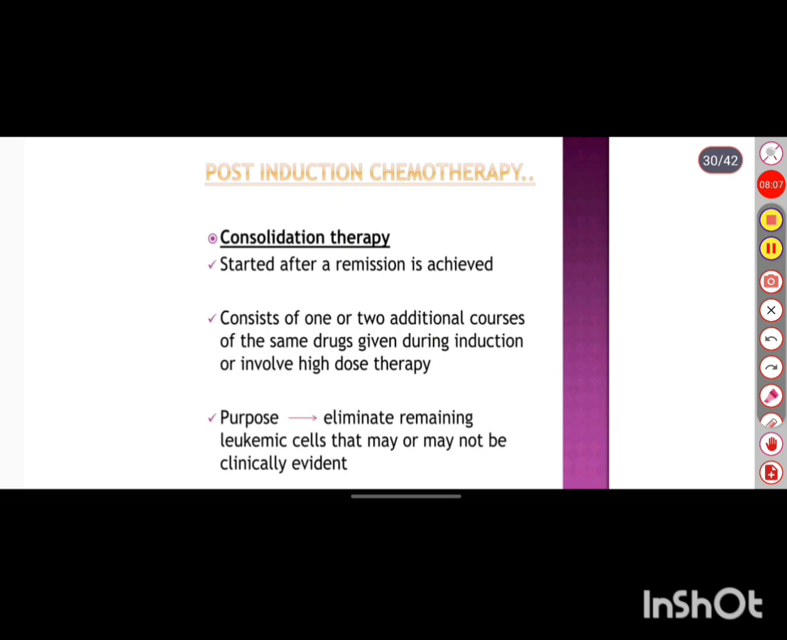Next, in post-induction chemotherapy, we have consolidation therapy, which is started after remission is achieved, and usually it consists of 1 or 2 additional courses of the same drugs given during the induction therapy, also in higher doses. The purpose of this consolidation therapy is to eliminate the remaining leukemic cells so that it will not come back again.